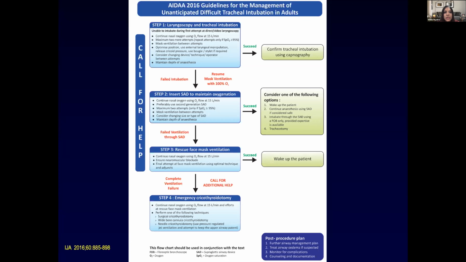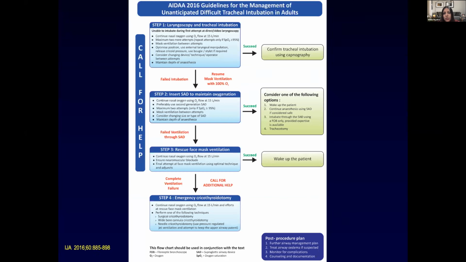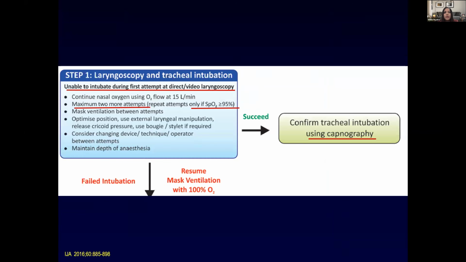Now, just to start with, I'll go through the first step. Whenever you are faced with an unanticipated difficult airway, supposing you're doing a tracheal intubation, the first thing that you must do is to call for help. This is the most important thing. At the first episode of difficult airway, you must call for help.